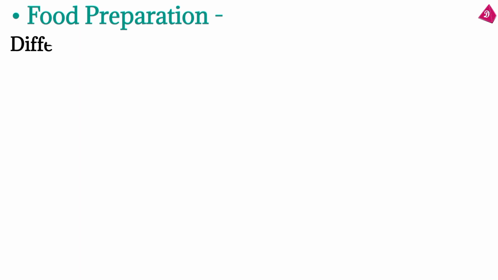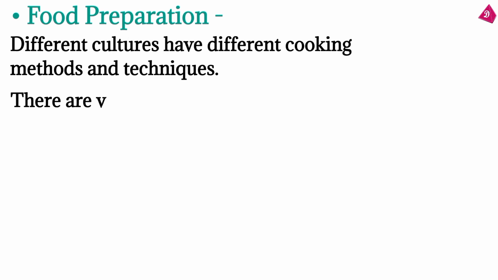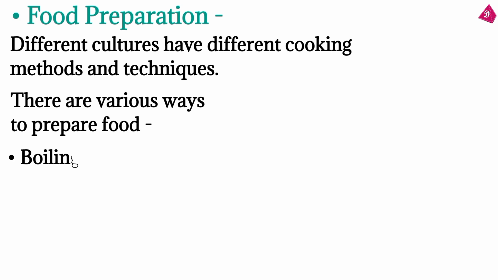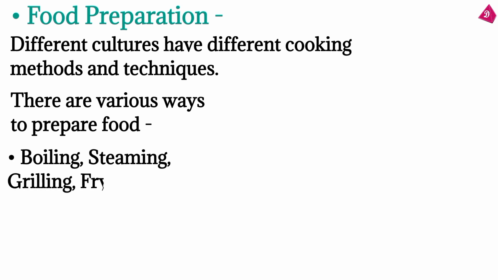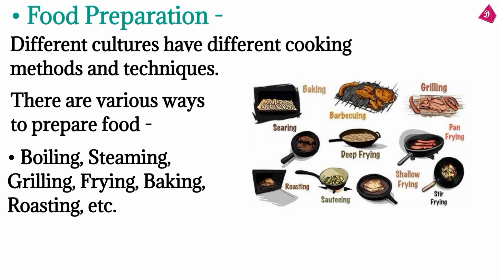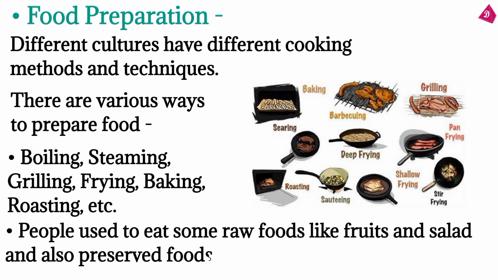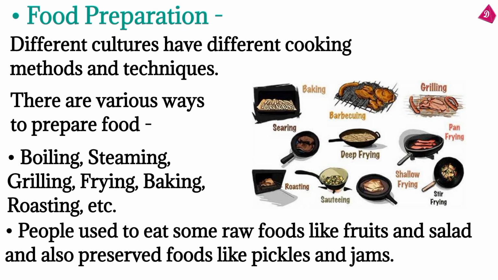Food preparation. Different cultures have different cooking methods and techniques. There are various ways to prepare food: boiling, steaming, grilling, frying, baking, roasting. Children, we eat variety of foods and there are number of ways to eat them, like we eat raw fruits but cooked vegetables. Sometimes we eat semi-cooked food. People used to eat some raw foods like fruits and salad, and also preserved foods like pickles and jams.